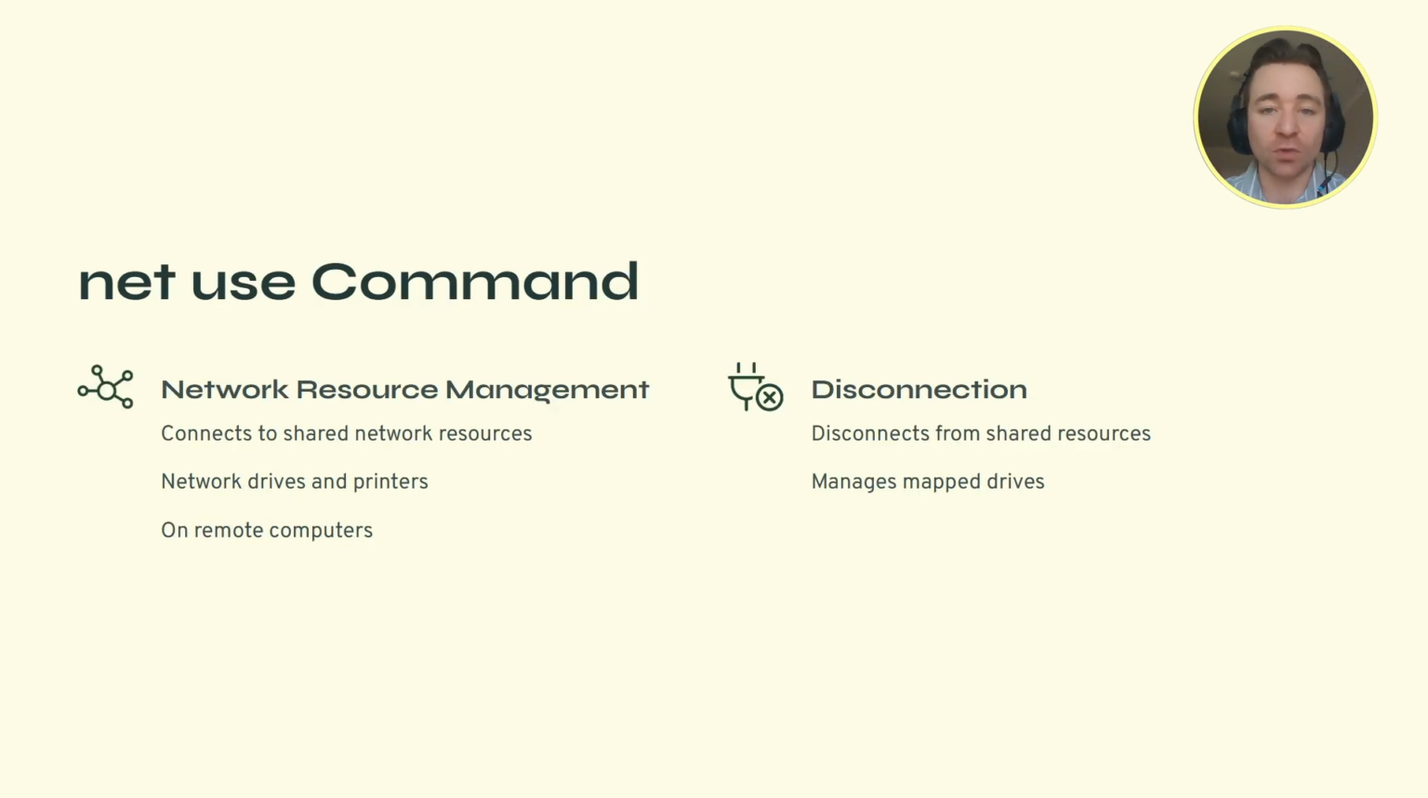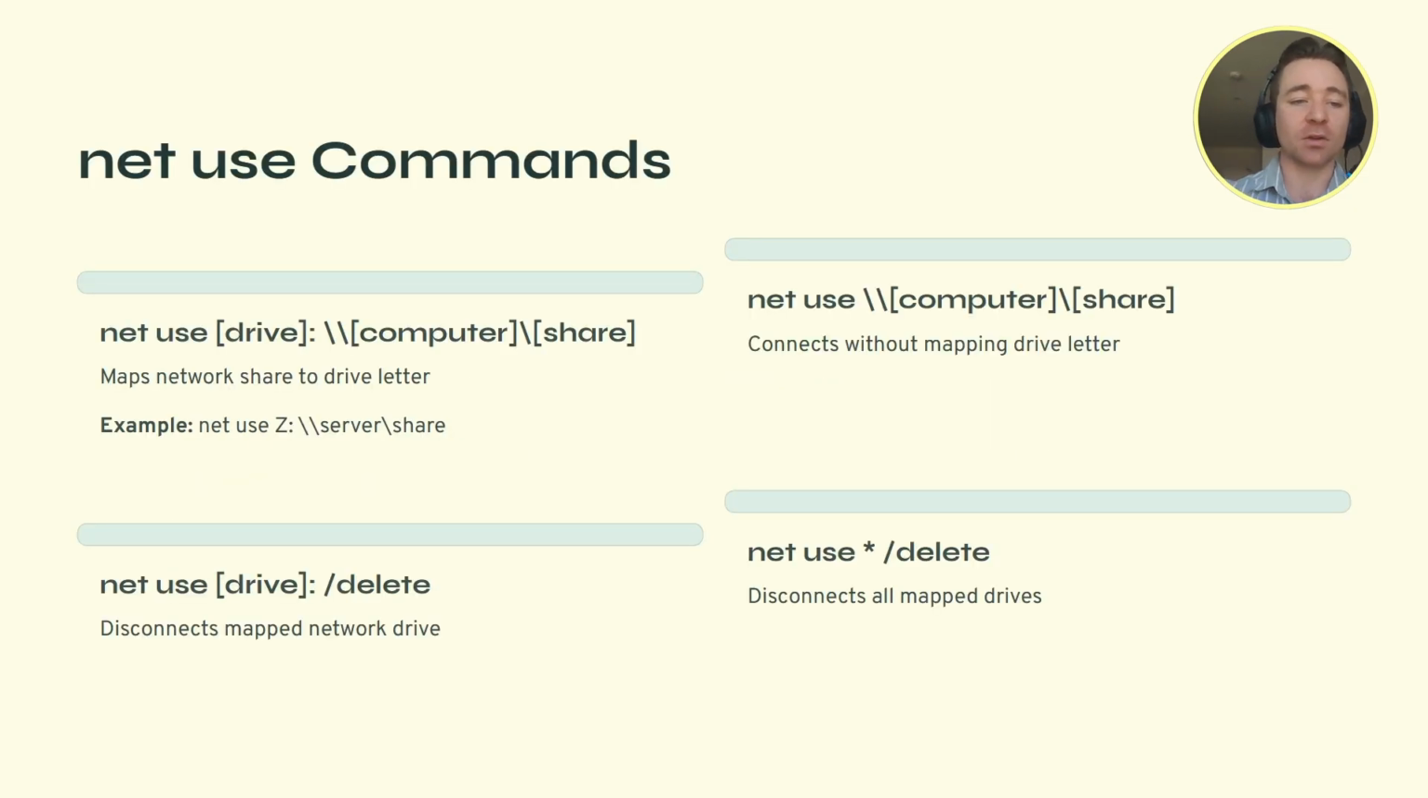Netuse. Now, netuse is basically what you will use to connect to a shared network resource. So network drives, printers on remote computers. If you want to use something over the network, you're going to use the netuse command. All right. So for example, if you wanted to map a network share to a drive letter, you would use netuse followed by the drive letter, followed by the colon, dash dash, the computer / and then share.